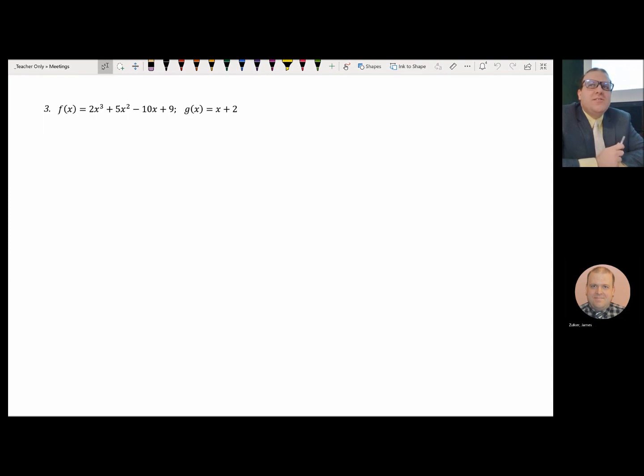Divisor. Is it of the form x minus a? Yes. We can use synthetic division. It has to be x minus a. What is a? Negative two, because it's x minus negative two. You could use long division if you really wanted to.